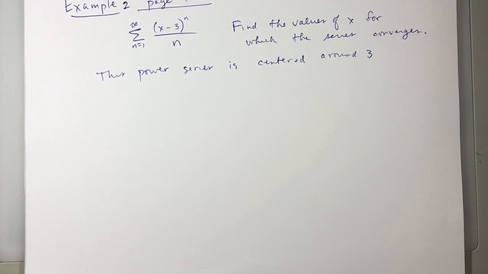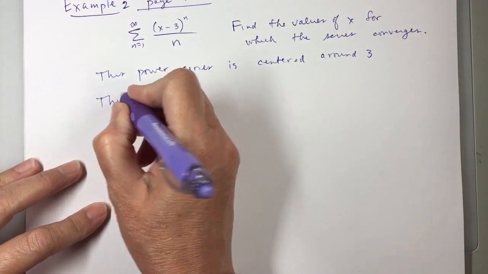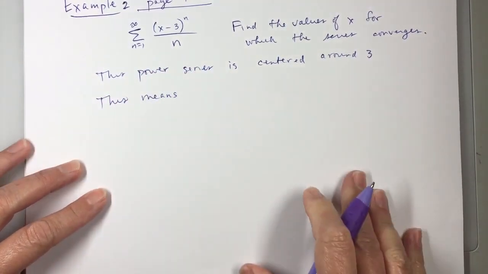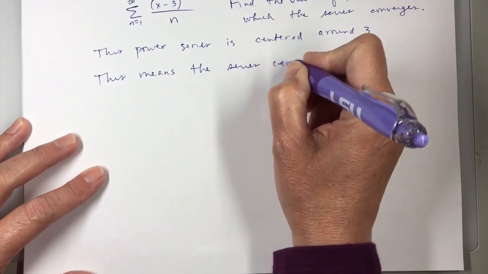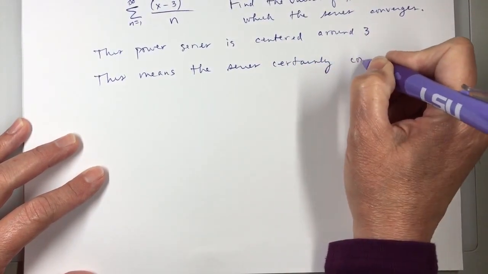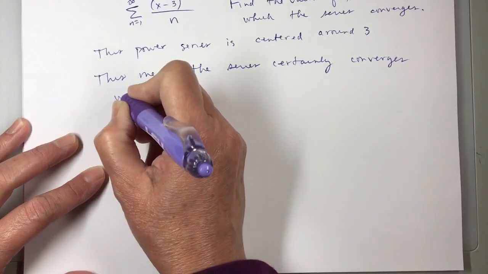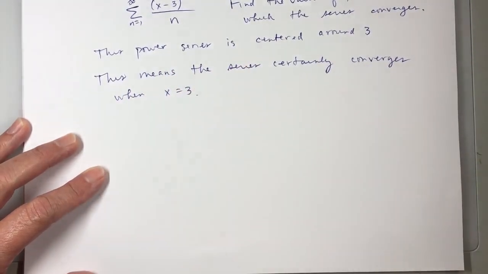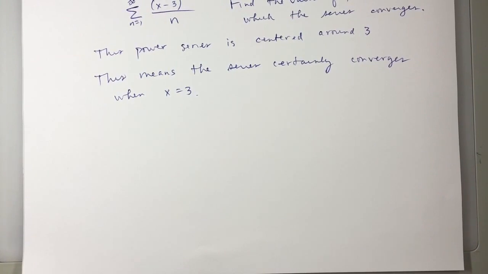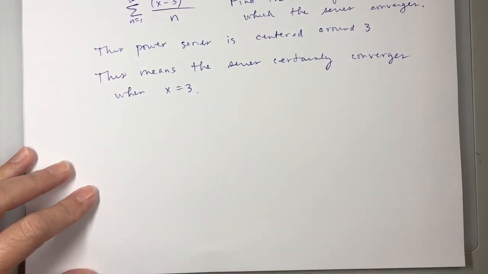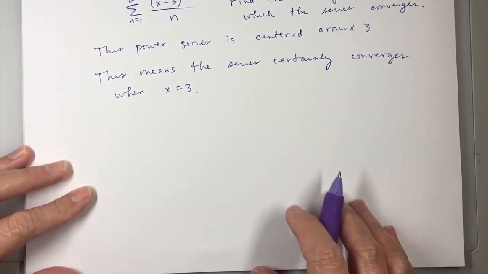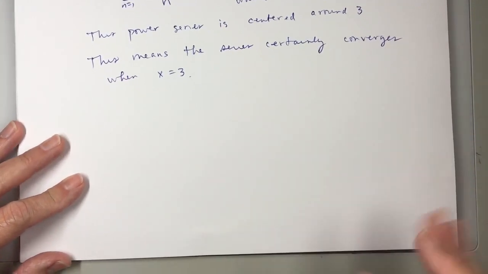This means for this power series, I was going to go over this again with you that I mentioned yesterday. This means that the series certainly converges when x equals 3. Because when x is 3, what do I have? All zeros. So it'd be 0 plus 0 plus 0 plus 0. And so it's going to converge when x is 3. It might converge for other numbers as well. And that's what we need to figure out.